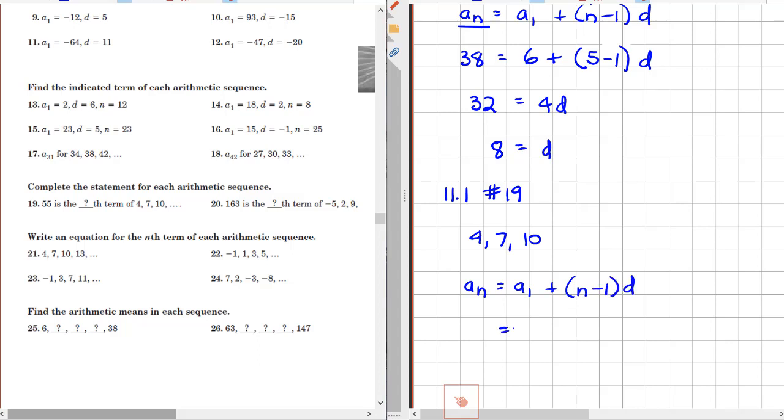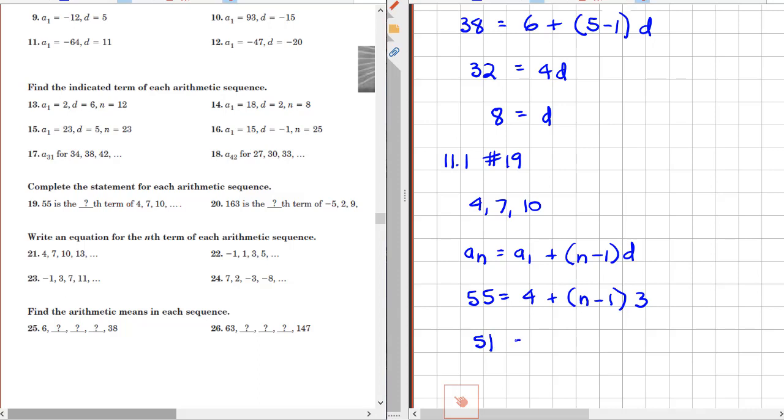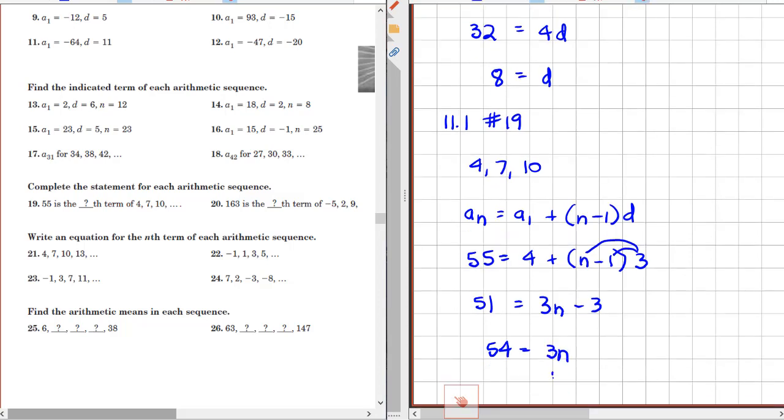And what do we know in that formula? 55 equals 4 plus n minus 1, and I'm looking for n, so that's what I don't know, but 3. Good call. So we subtract 4 from both sides. I'm feeling a 51, are you? And if I distribute here, I get 3n minus 3. What if I add 3 to both sides? And divide by 3, n is? I think it's 18. And I think that's what they wanted.